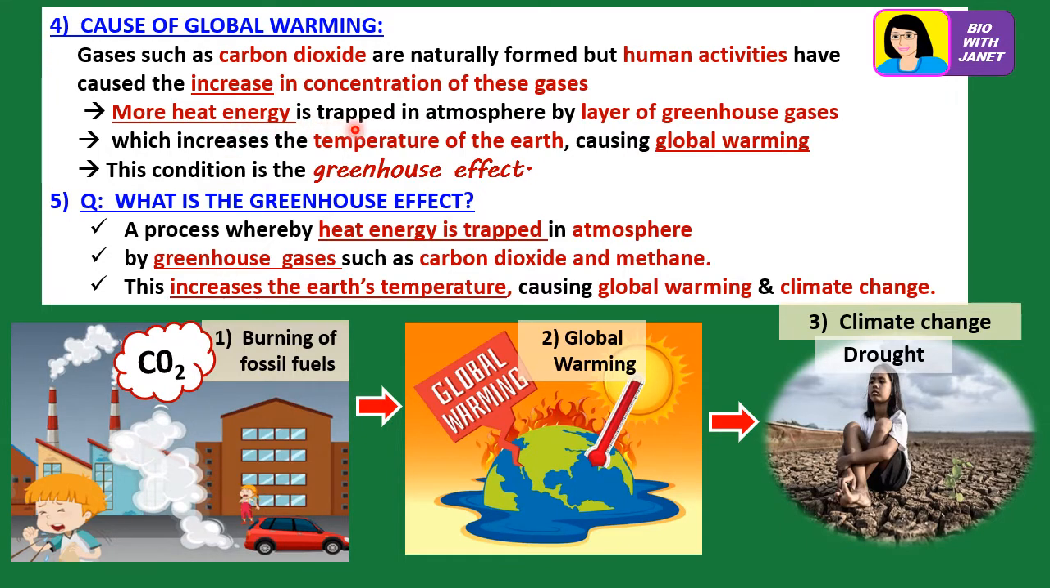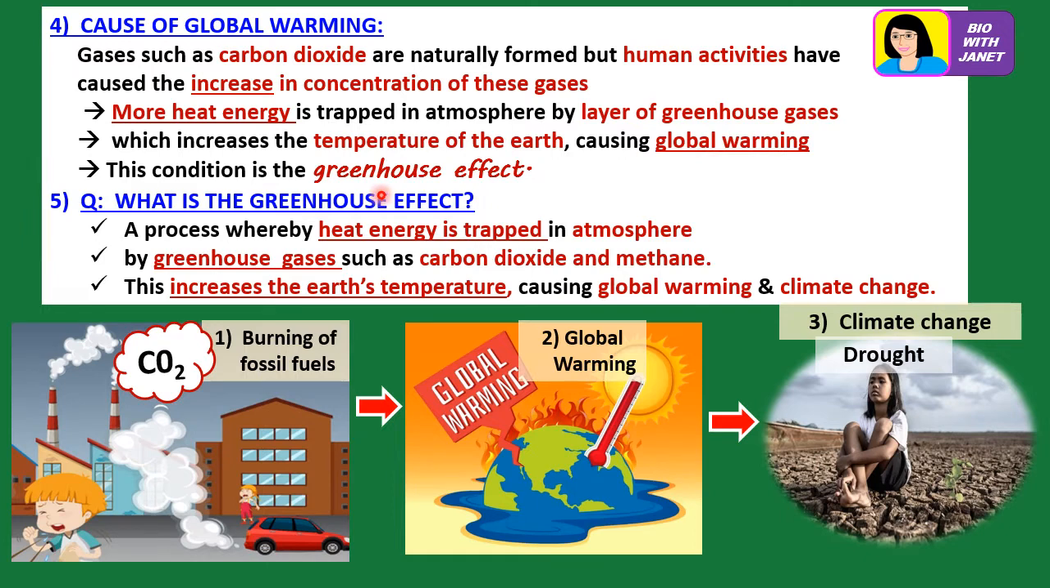Okay, so more heat energy is trapped in the atmosphere by the layer of greenhouse gases as the concentration of the greenhouse gases increases. Now, you have to add the word more. The emphasis is on more because of the increase in the concentration of these gases. So if you don't write this word more in the essay, when you're comparing with the past conditions, then you may not get that mark. Okay, more. So which increases the temperature of the Earth, causing global warming.